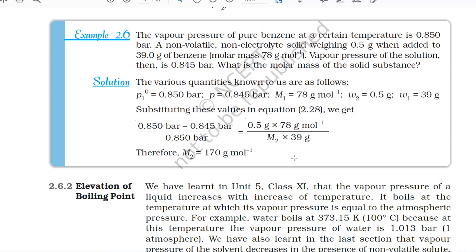Solution. The various quantities known to us are as follows. P01 = 0.850 bar, P1 = 0.845 bar, M1 = 78 gram per mole, W2 = 0.5 gram, W1 = 39 gram. Substituting these values in equation 2.28, we get (0.850 bar − 0.845 bar)/0.850 bar = (0.5 gram × 78 gram per mole)/(M2 × 39 gram). Therefore, M2 = 170 gram per mole.